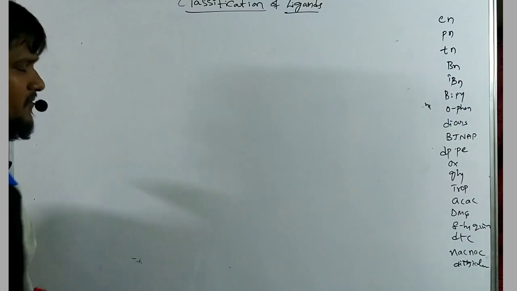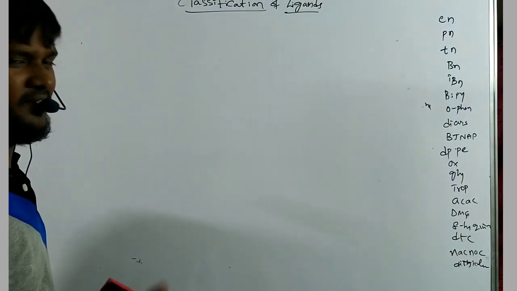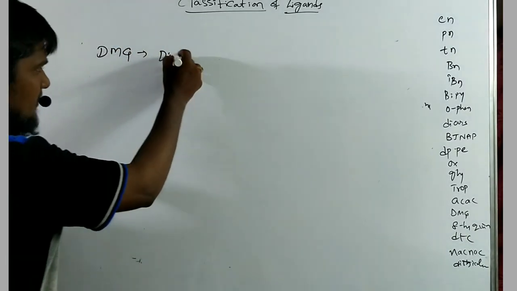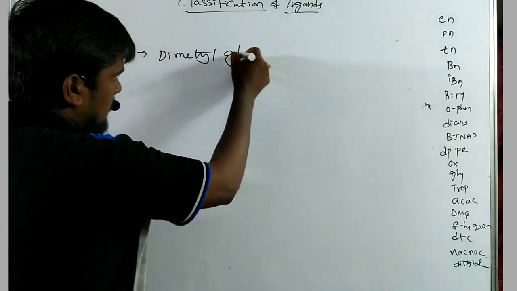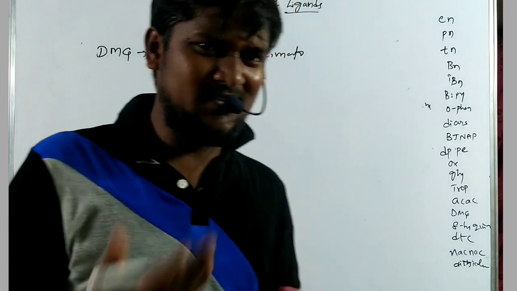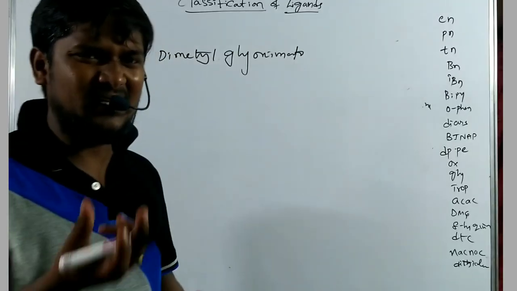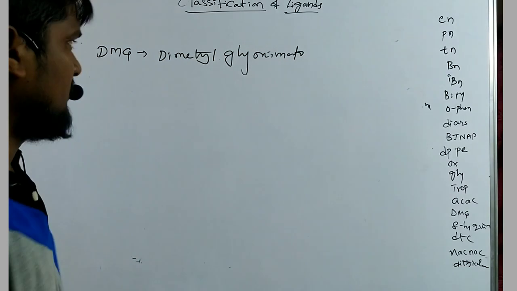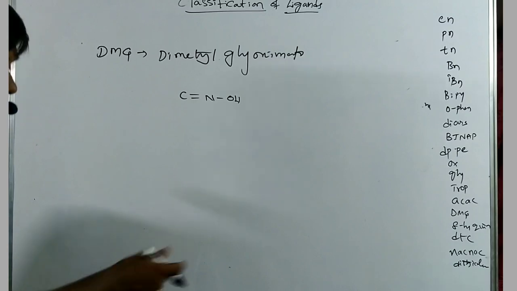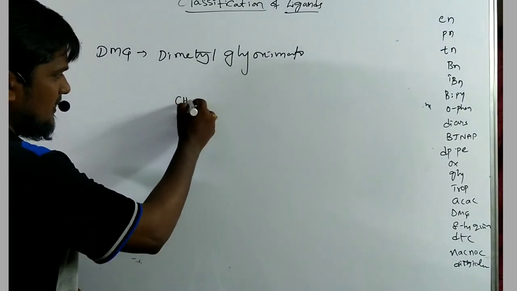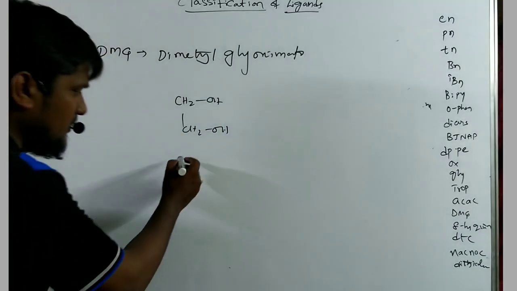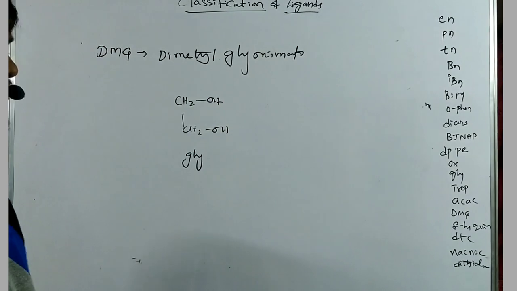Another example is DMG, the best example, which has commonly been given in previous CSIR questions several times. DMG is simply dimethylglyoximate. How is it constructed? We don't need to remember the ligand structure; we simply construct the ligand from the nomenclature. Before that, glycols are nothing but adjacent alcohols.